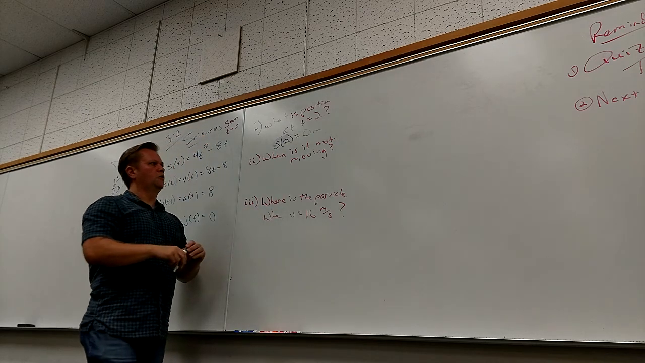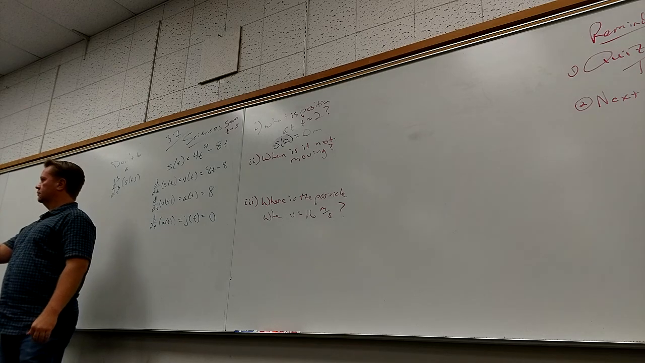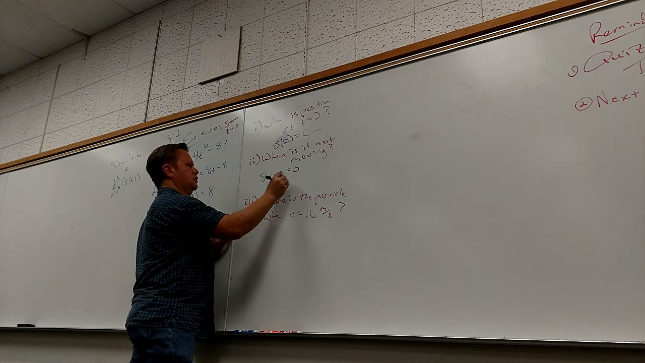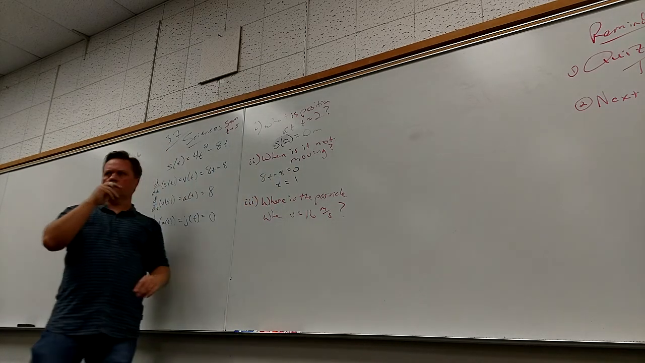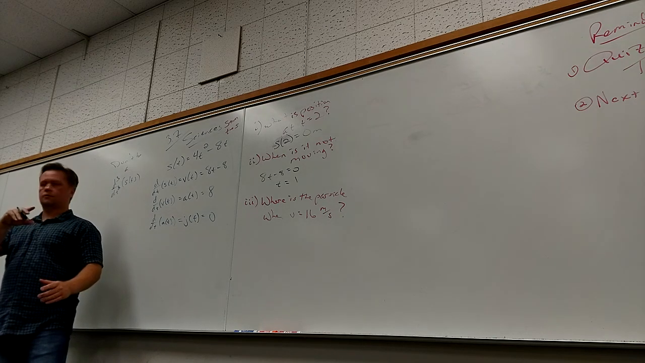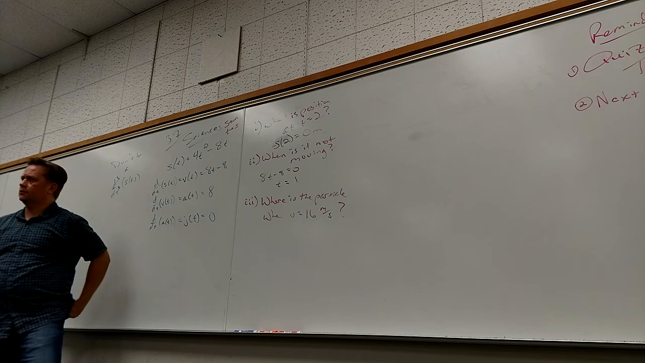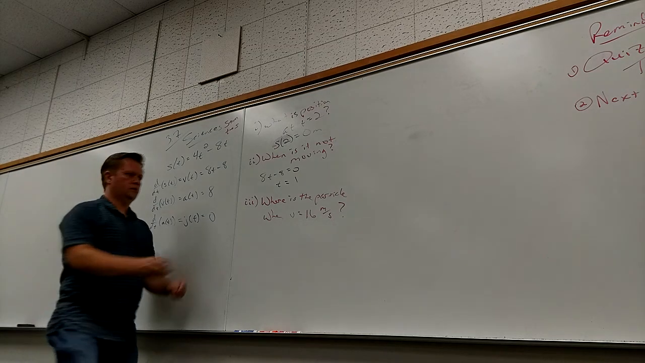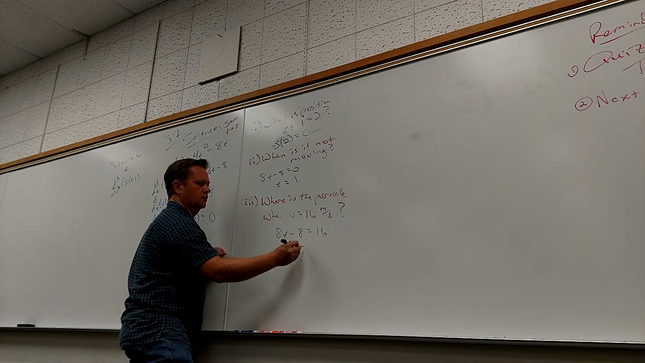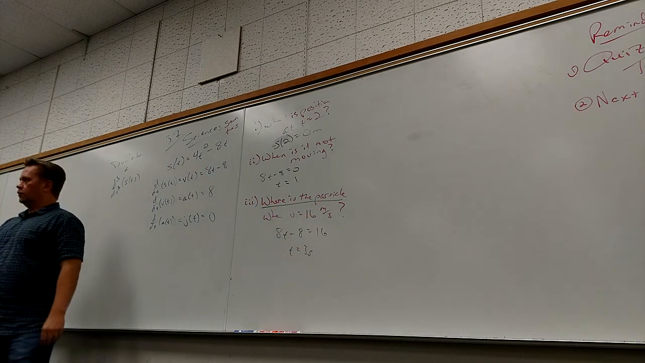So this is 0 meters. When is it not moving? What do you do? Set the velocity equal to 0. If you take the velocity and set it equal to 0, you get t equals 1. Where is the particle when the velocity is 16 meters per second? So what do you do? Take the velocity and set it equal to 16. When you solve that, you get 3 seconds. So where is it? You just plug 3 into the position.